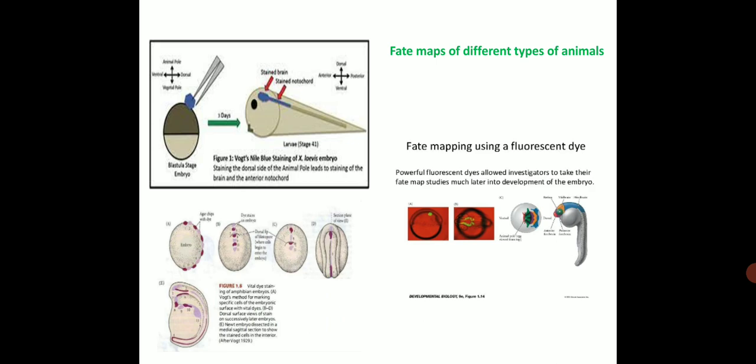The second is a fate map using a fluorescent dye. You can see in this picture the fluorescent dyes used to make fate map studies, which help in understanding the development of the embryo. And here is the vital dye staining. This is also in the case of amphibian embryos, where Vogt's method marks specific cells of the embryonic surface with the help of vital dyes. So these are some of the fate maps of different types of animals.